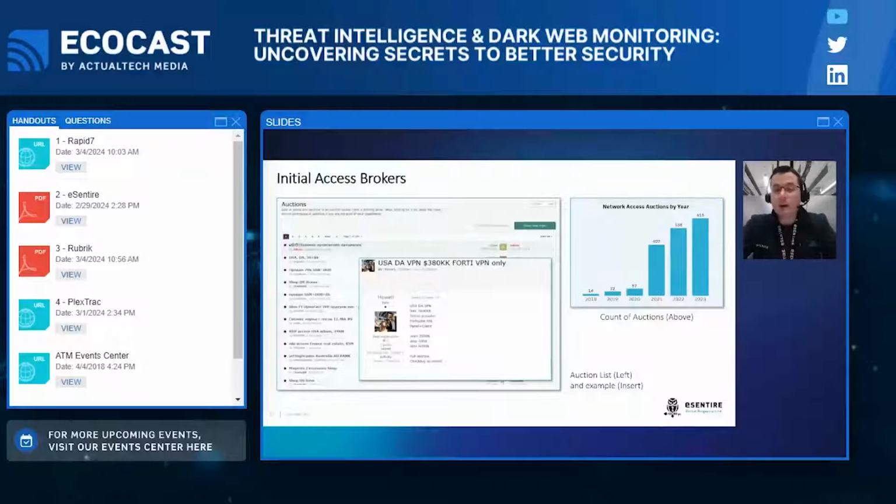This individual is auctioning access to a telecom company based in the United States. Bidding here starts at $2,000 and could be purchased outright for $5,000 US. Now, this particular company isn't small. Their revenue is reportedly $380 million. But let me draw your attention to that top line there that says USDA VPN. So this means the victim business is in the US, the access level is domain admin, and the access type is VPN. So think about that kill chain I showed earlier.